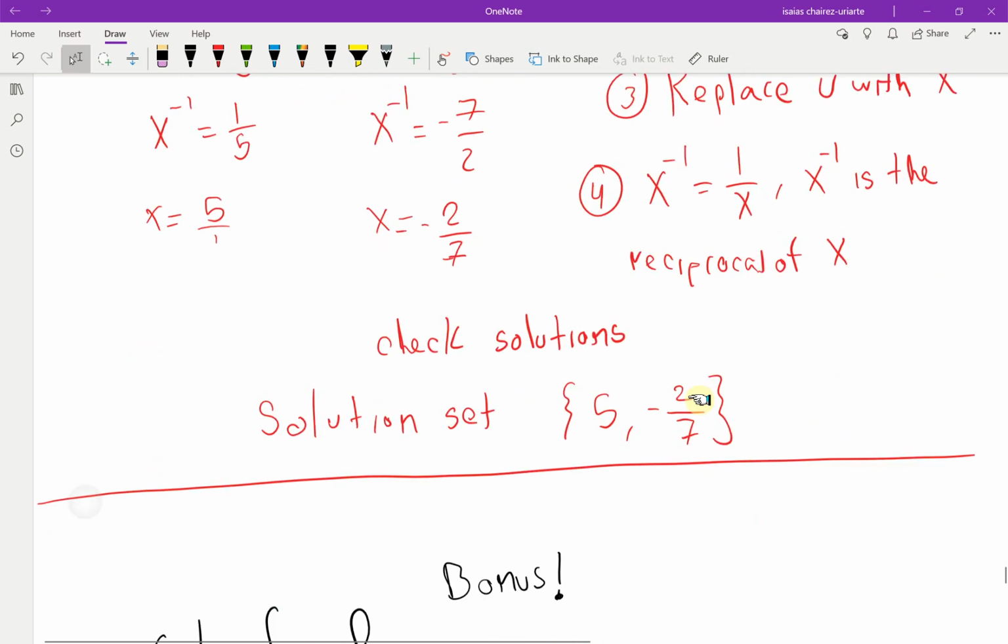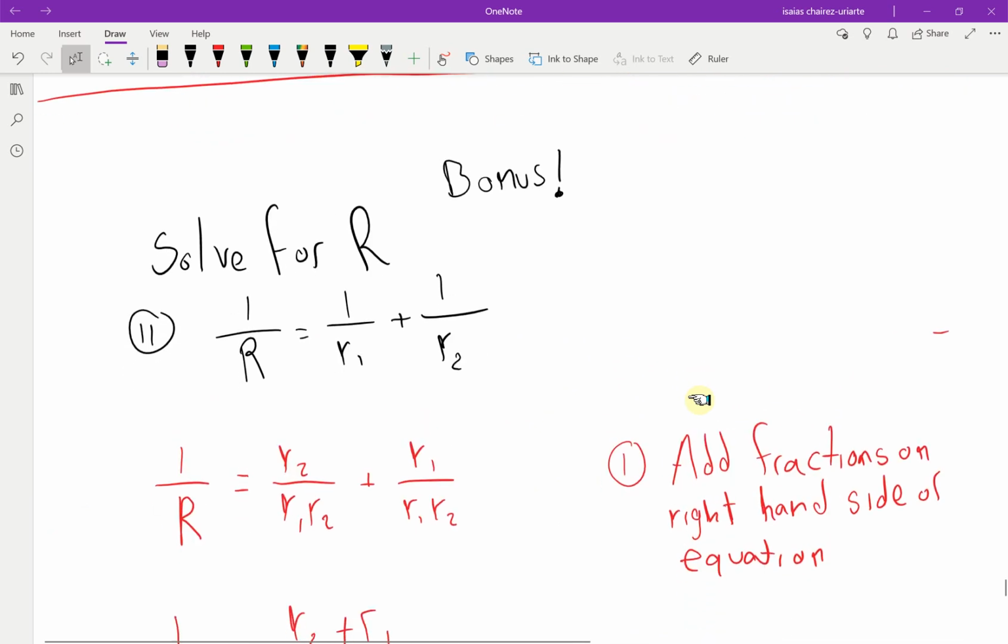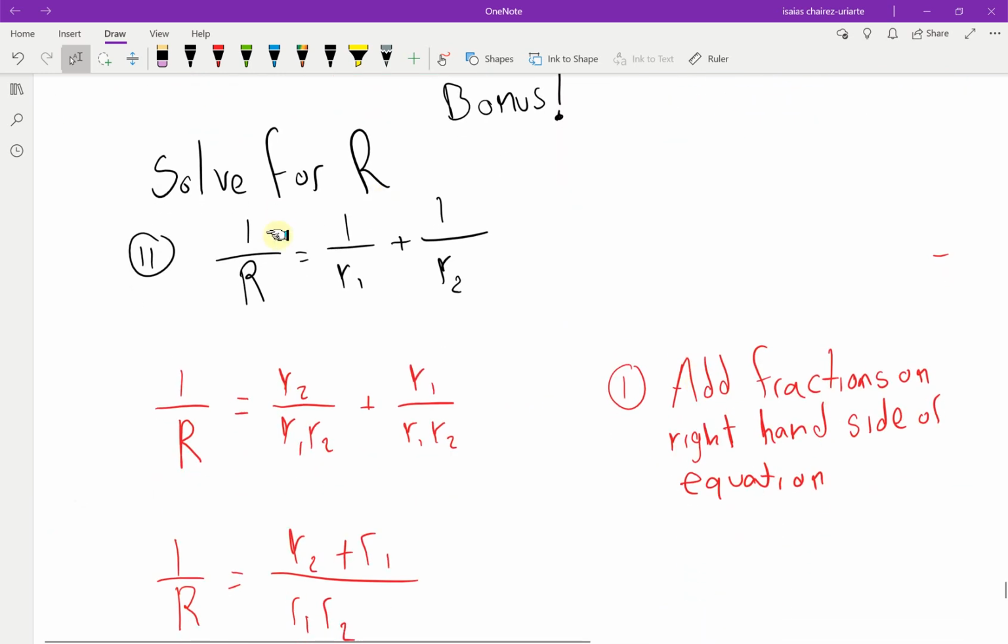Okay. The last thing, this little bonus question. You were given this equation with 3 fractions. You're supposed to solve for r. Okay. I'm going to try to solve for r. I think I kind of want to cross multiply here. But in order for me to cross multiply, it would be nice if on the right hand side of this equation there was only one fraction. Right now there's 2. It's a sum of fractions.